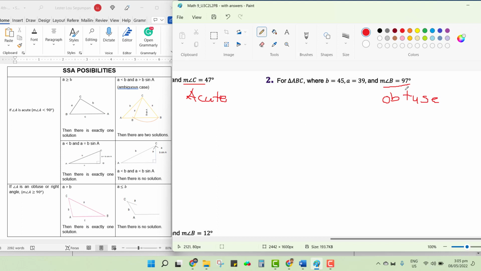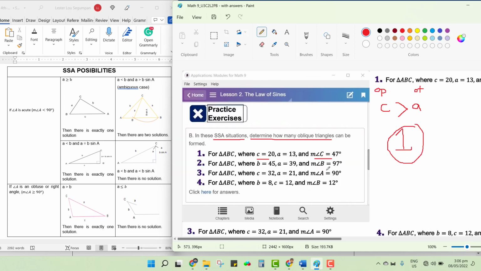So let's look at the relationship. Since the angle here is B, the opposite side here is side small letter b, and the other side is side A. Looking at the value, B is greater than A here. So looking at the situation for an obtuse angle where the opposite side is greater than the other side, there's only one solution. In short, we only have one triangle here, and we are going to solve the same triangle later. Let's proceed to number three.